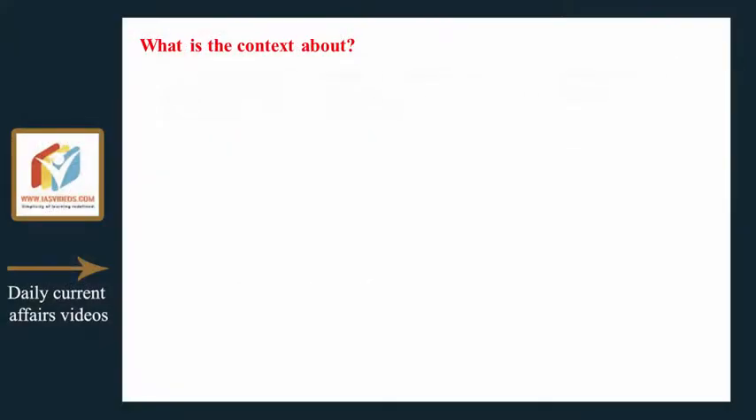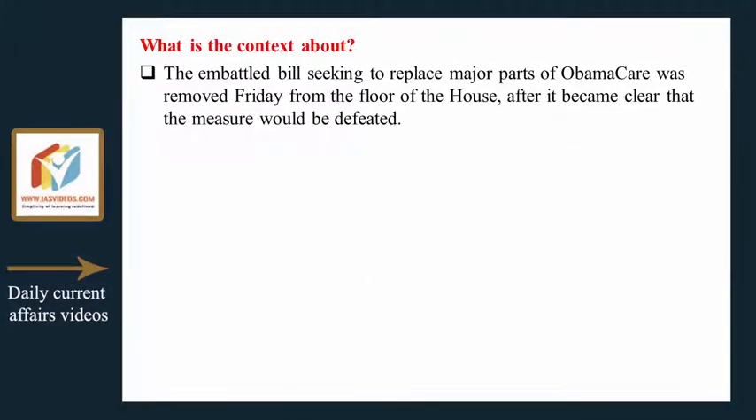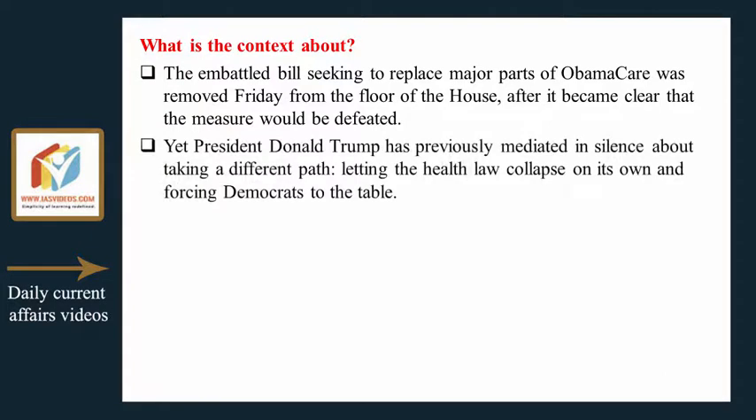What is the context about? The embattled bill seeking to replace major parts of Obamacare was removed Friday from the floor of the House, after it became clear that the measure would be defeated. Yet President Donald Trump has previously meditated in silence about taking a different path, letting the health law collapse on its own and forcing Democrats to the table.